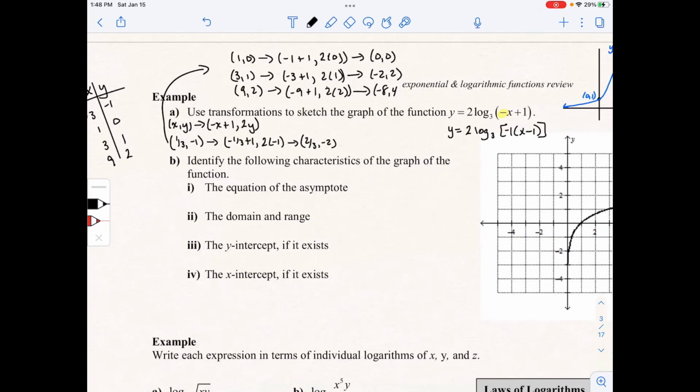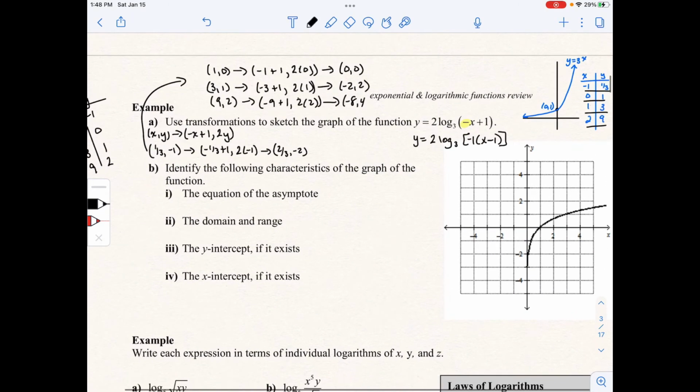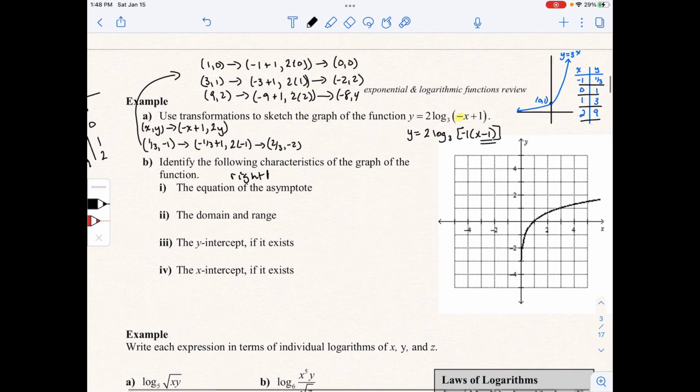And so now I just want to go over to the graph and I'm going to plot those points. I also know that because my graph has moved to the right 1, even the asymptote will move right 1. So where my asymptote was here at the y-axis, our new asymptote is going to be here at x equals 1.